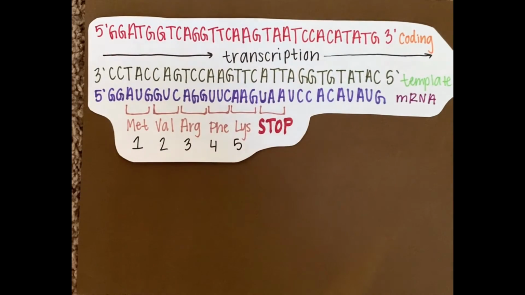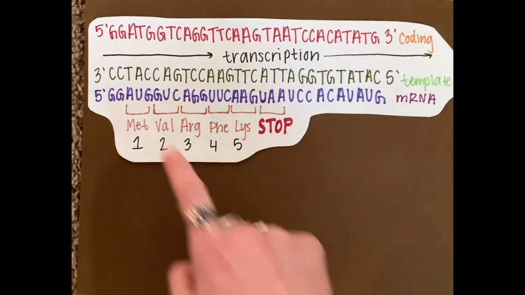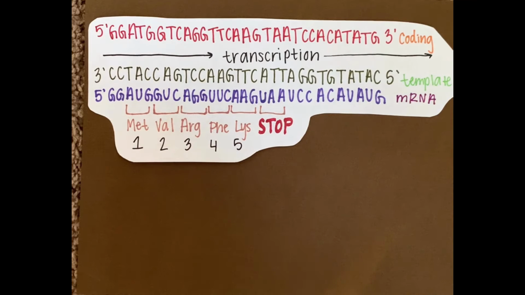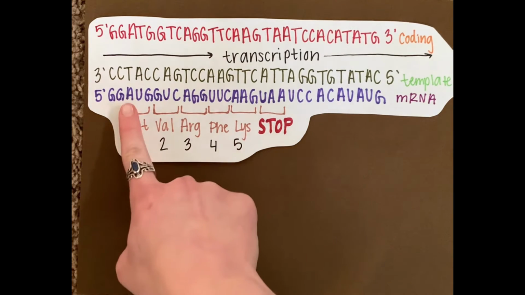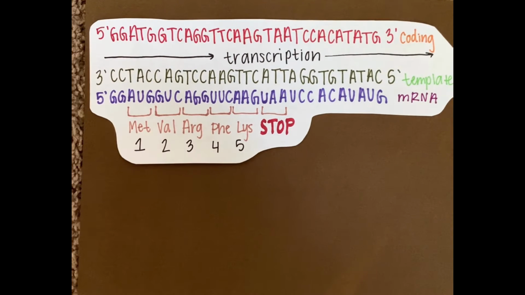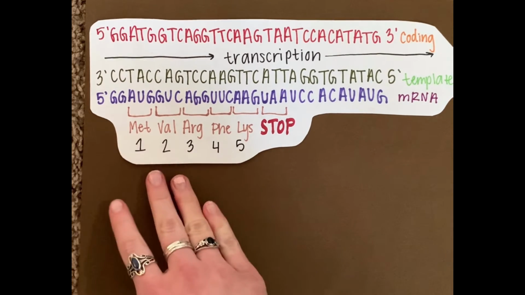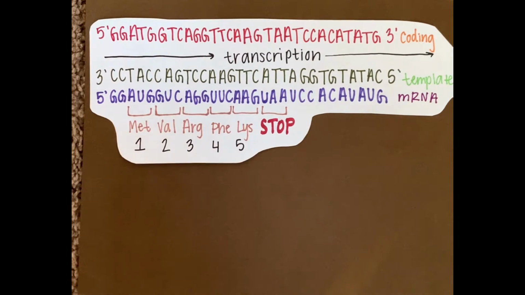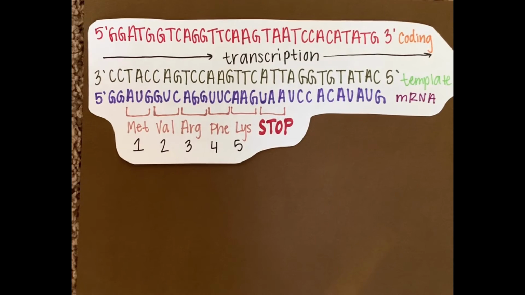Transcription occurs in the 3' to 5' direction, giving us the following 5' to 3' mRNA sequence. From this sequence, starting at the AUG start codon, we are able to form a 5-amino acid protein with methionine, valine, arginine, phenylalanine, and lysine.